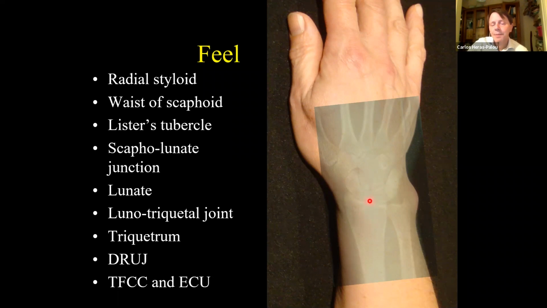Scapholunate ligament is there. You can flex the wrist a bit to have better access to it because most of it is under the radius. Ulnar to that is the lunate, a bit more ulnar is the luno-triquetral ligament. That's also an interesting area to feel. Then there is the triquetum.